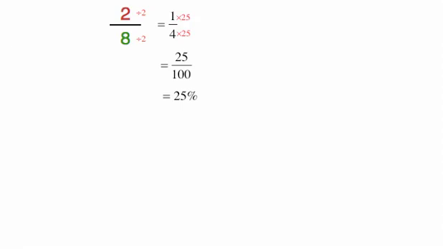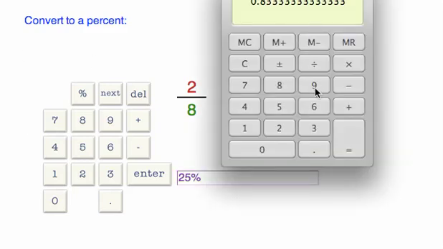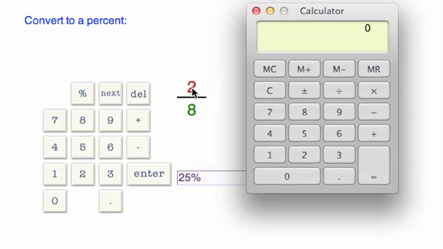Okay, so let's go back. But it's not the only way. Okay, so let me just write that in. So 25%. The other way of doing it is you can just use division. I'll use my handy dandy calculator. So I can reduce that to 1/4, or I'm just going to leave it as 2/8.